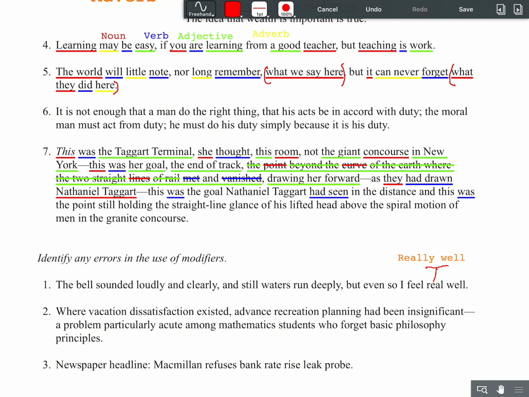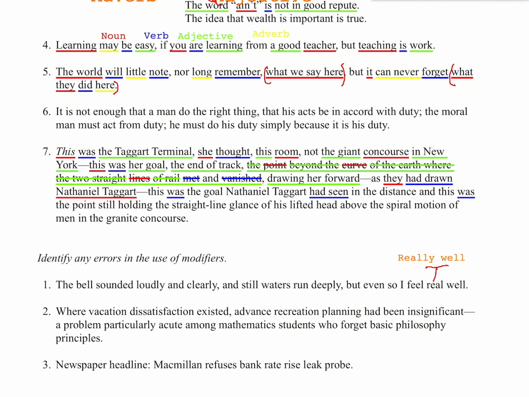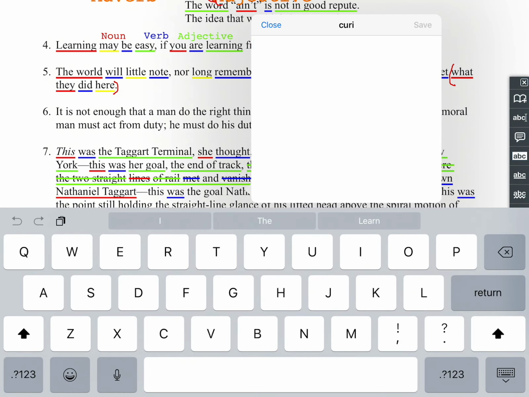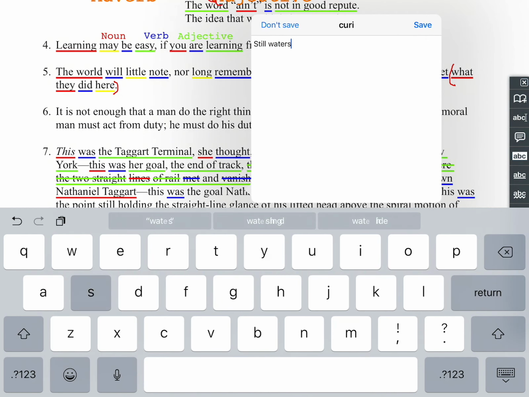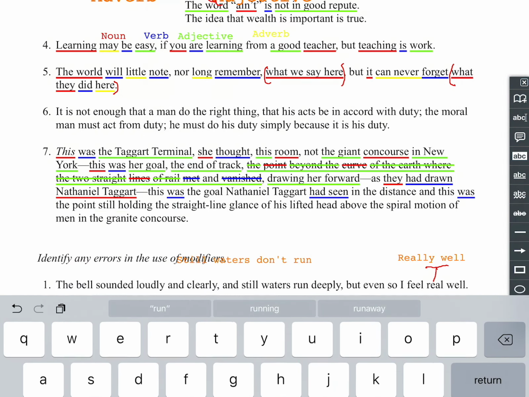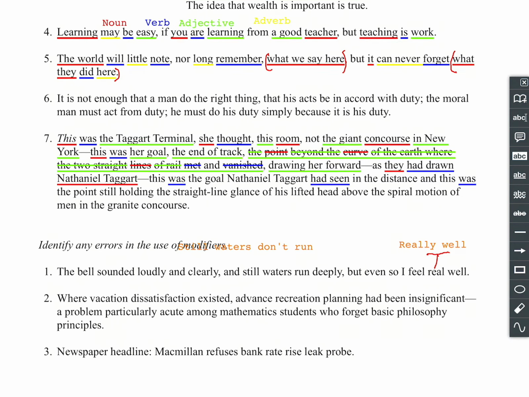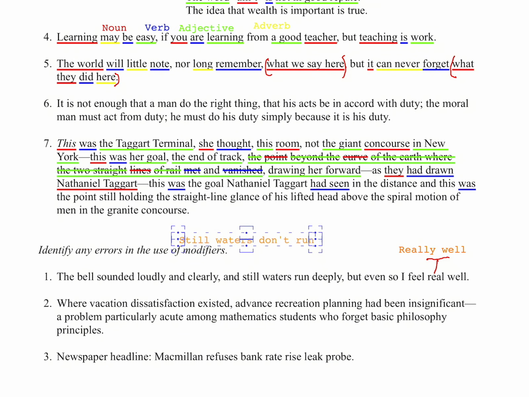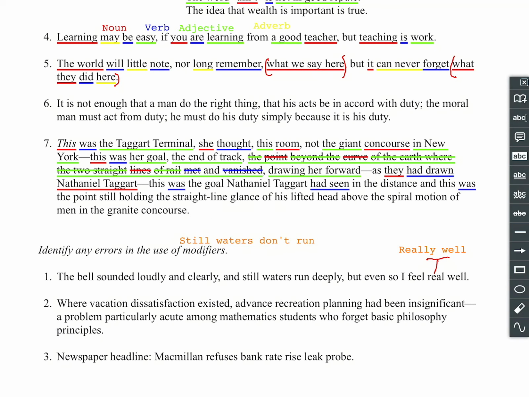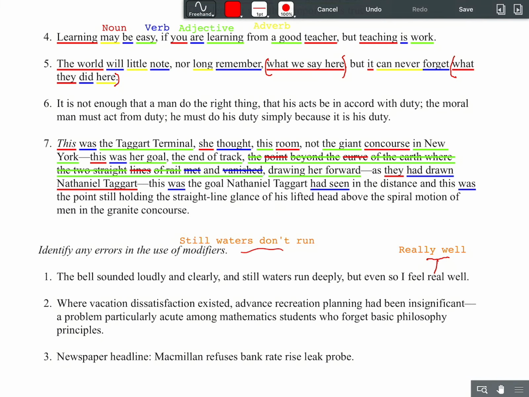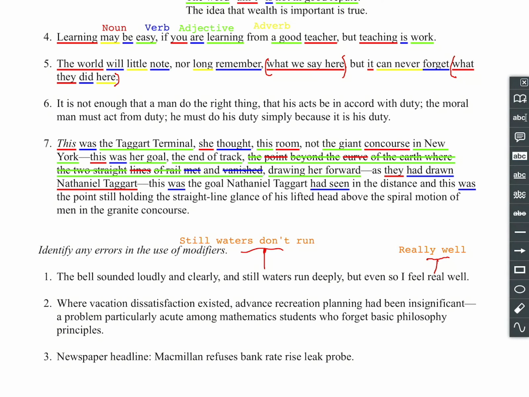The actual content here is nonsense because still waters don't run. So like that's a content error, but I guess I'll write it down. Okay, save ABC. Still waters don't run. Like the modifier makes no sense. Okay, done. Freehand. Okay, save.